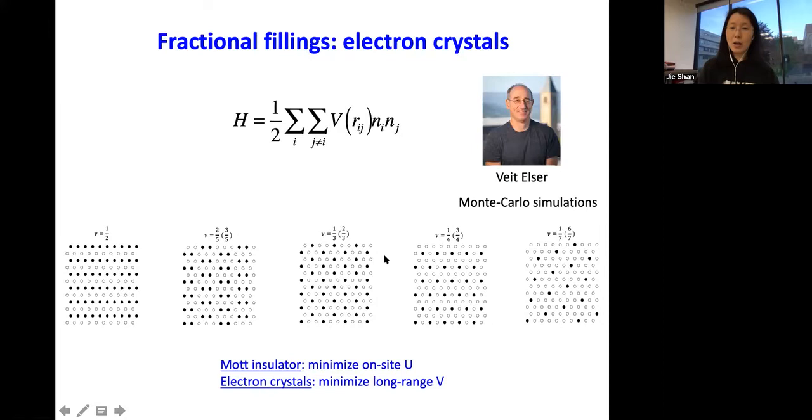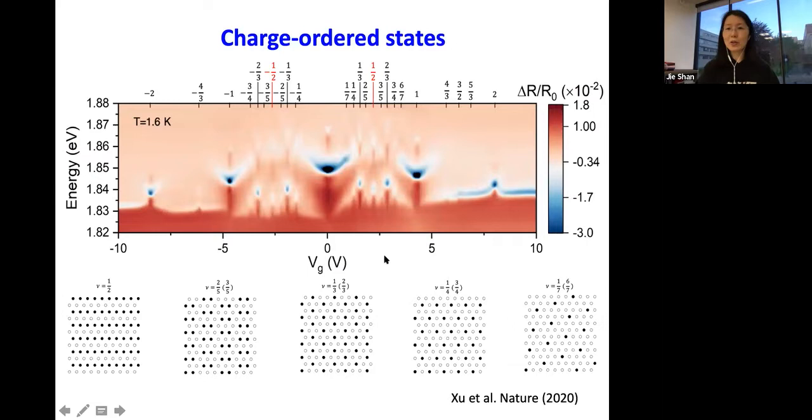Remarkably, when we put the Monte Carlo results and the experiment together, we were able to find every single state we find in the experiment also in the classical Monte Carlo. So those states now become clear. They are electron crystals. You can call them either generalized Wigner crystals or charge density waves, depending on how important the T term is, how much charge is spread out into neighboring sites.